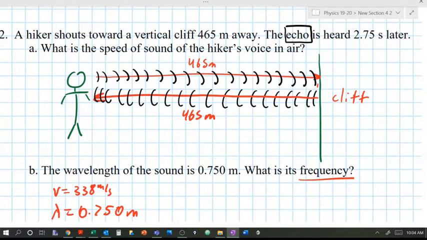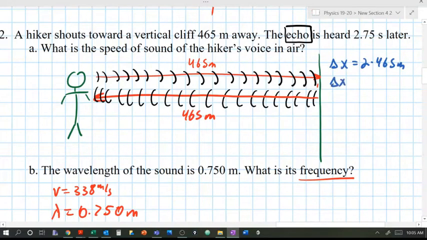So the total distance here is what most people are getting wrong. The total distance it travels is not 465 meters. The total distance is 2 times 465 meters, or 930 meters. That's because it must go to the cliff and then return back to the hiker's ear before he hears it. Remember, sound is not heard unless it goes in someone's ear. It's not sound until it's heard by someone's brain.